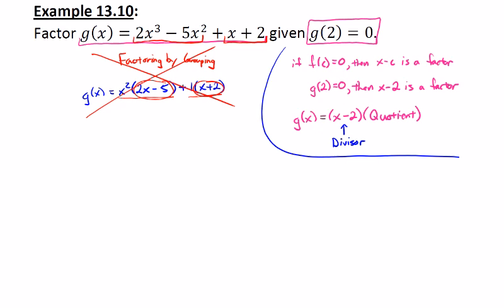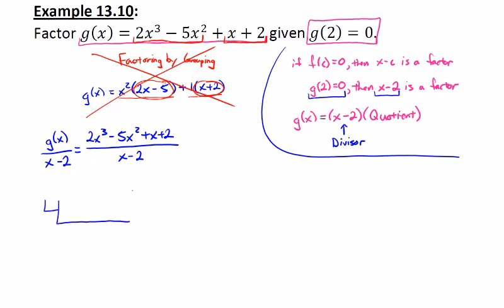Here I want to actually start executing the math. I want to take g of x and I'm going to divide it by x minus 2. And I know that I want to use x minus 2 because g of 2 is equal to 0. And that implies that x minus 2 has to be a factor. So let's let the x minus 2 be the divisor, giving us the problem 2x cubed minus 5x squared plus x plus 2, all divided by x minus 2. So let's go through the division process.